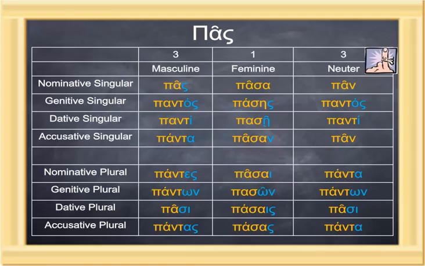And in our last lesson, we learned about 3-1-3 adjectives, which use the third declension for the masculine and neuter, and the first declension for the feminine. In that case, the word actually has two different stems, one consonantal, one that ends in a vowel, and inflects as you see here. Pas, the word for every or all, is one of the most frequently used adjectives of this 3-1-3 pattern.